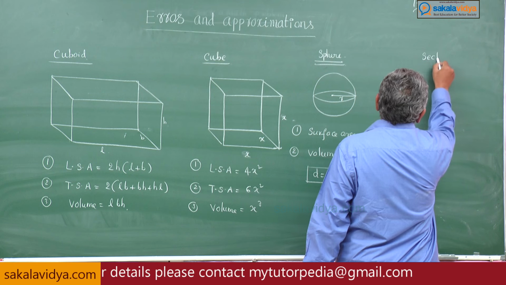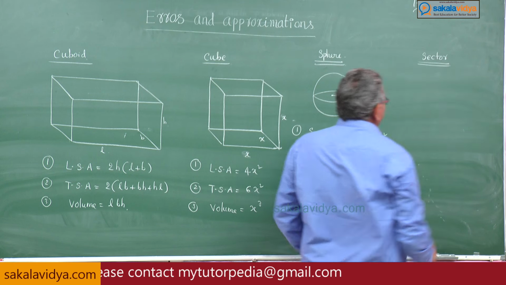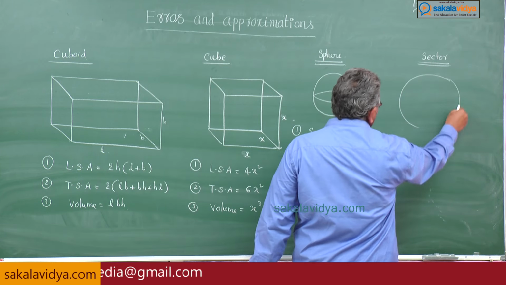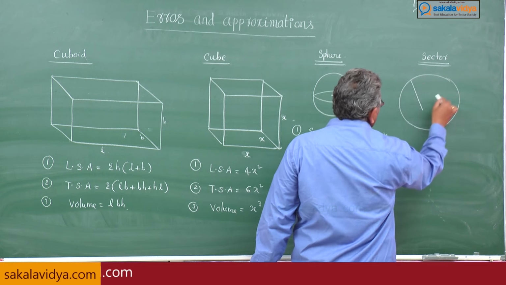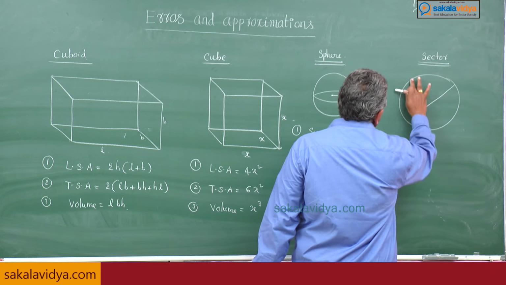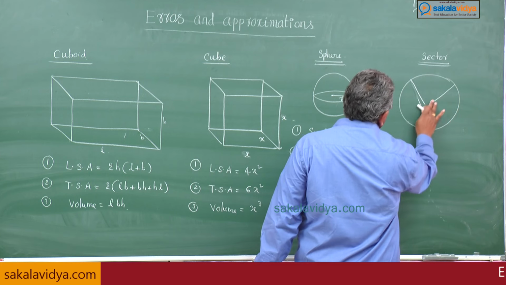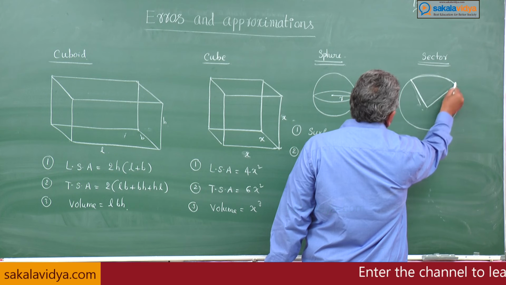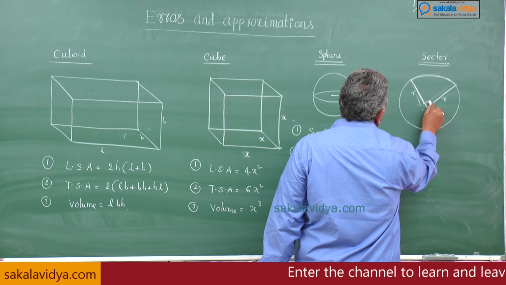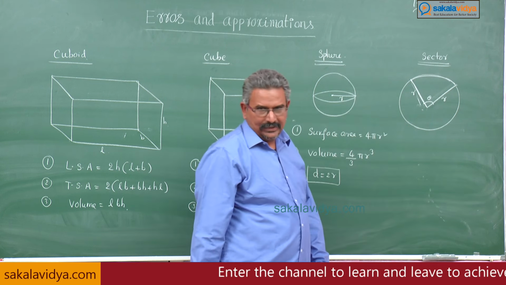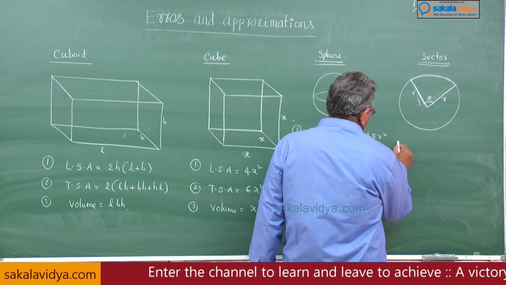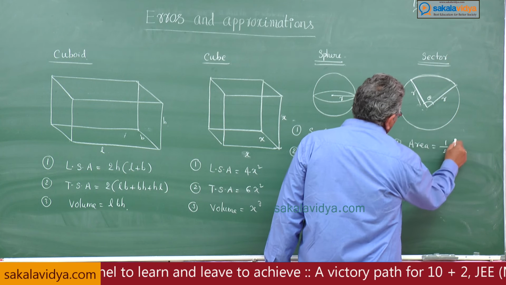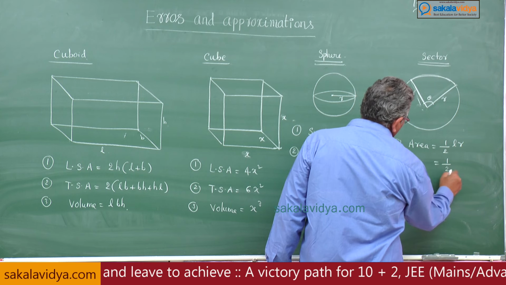Sector. Sector is the part of the circle. For example, you take a circle. So, arc, r radius, theta is the sectorial angle. Then area of the sector: half into L r or half r square theta.